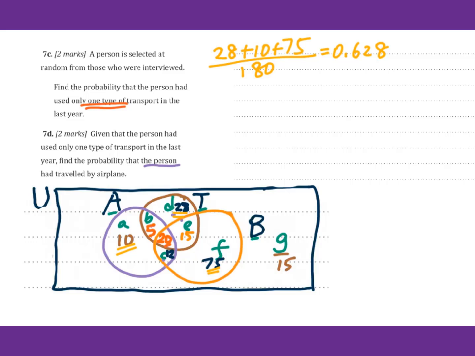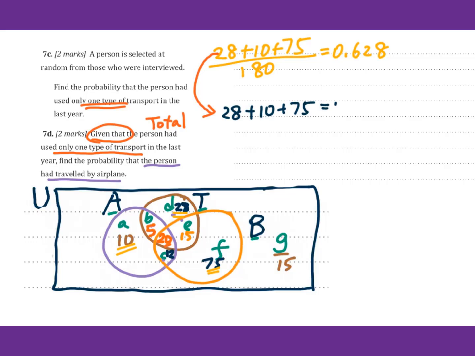For 7D, given that the person had used only one type of transportation in the last year, find the probability that the person had traveled by airplane. Given that means total. So the person used only one type of transportation. It's these numbers: 28 plus 10 plus 75 equals 113. The probability equals part over total.